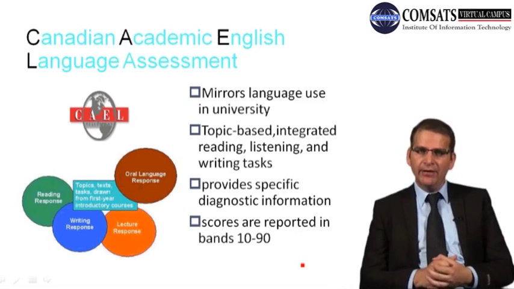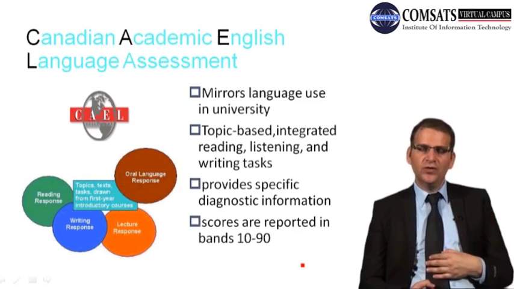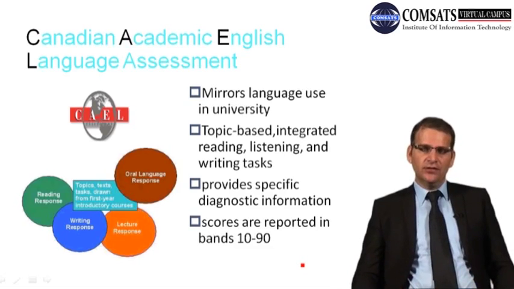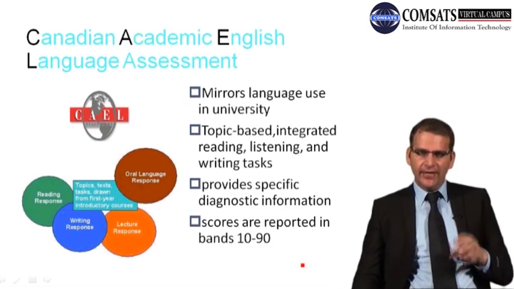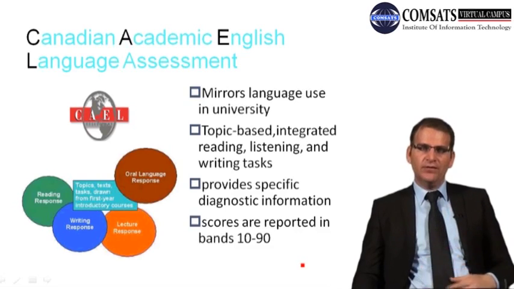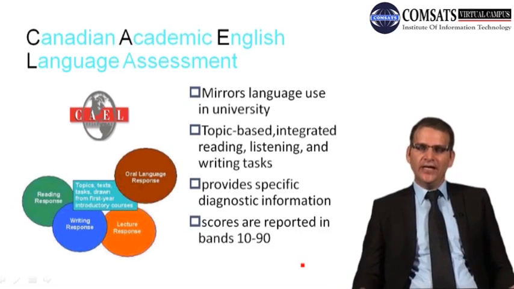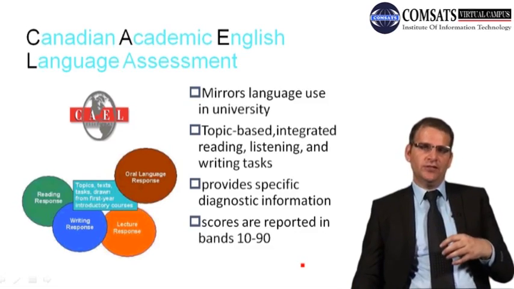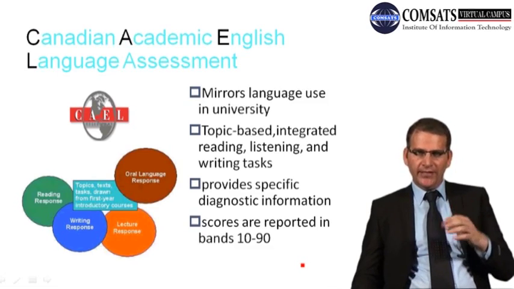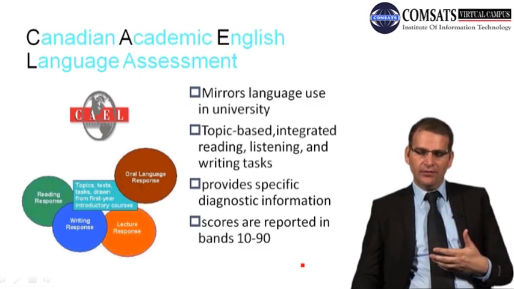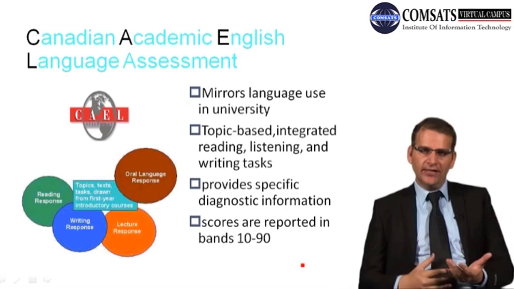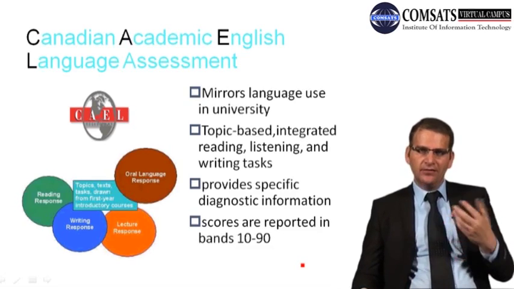So this Canadian Academic English Language Test, what? Mirrors language use in university. Because it's academic English language. Right? And then topic-based integrated reading, listening, and writing tasks provide specific diagnostic information. Scores are reported in bands from 10 to 90. 10 is the minimum. In IELTS, 1 is the minimum. Here you have 10 to 90 bands, and we call it Canadian Academic English Language, CAEL. That mirrors language used in university. Academic, university language. Integrated listening, reading, and writing tasks. Fine? And then provides specific diagnostic information.